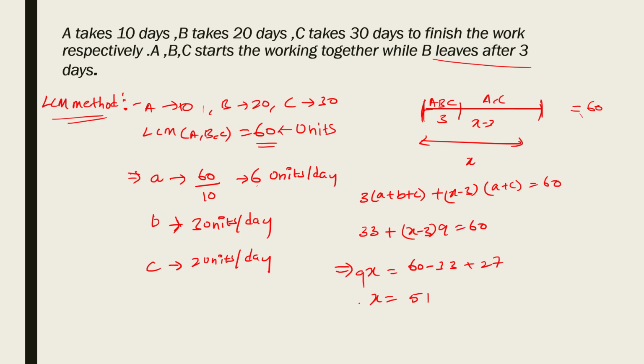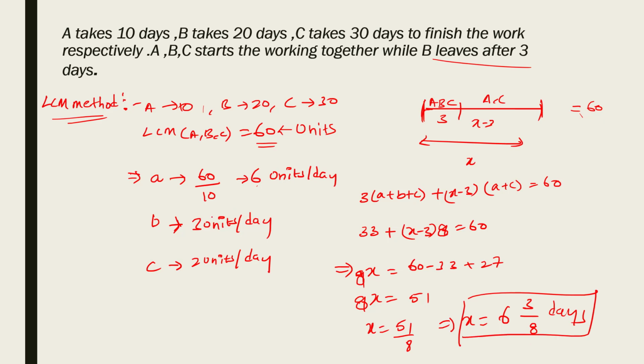This is 9x. I think this is 9x. 6 plus 2 is not 9, man. This is 8. So I'm sorry. So it is 8x. So 8x is equal to 51, 51 by 8. That implies x is equal to 6 3 by 8. 8 6s are 48, 48 plus 3 is 51. 51 by 8, 6 3 by 8.